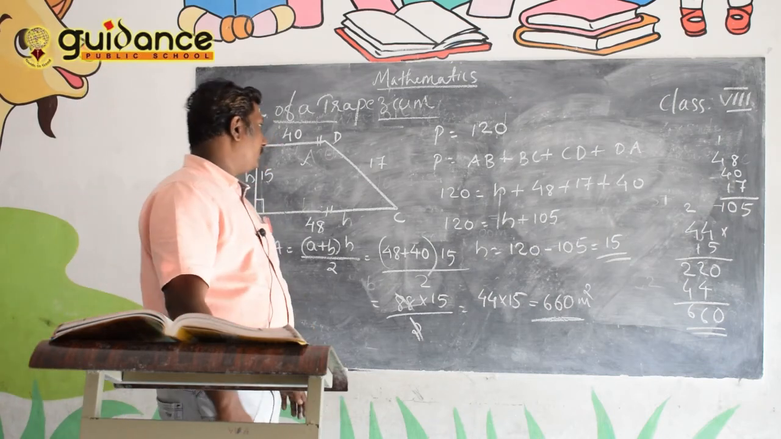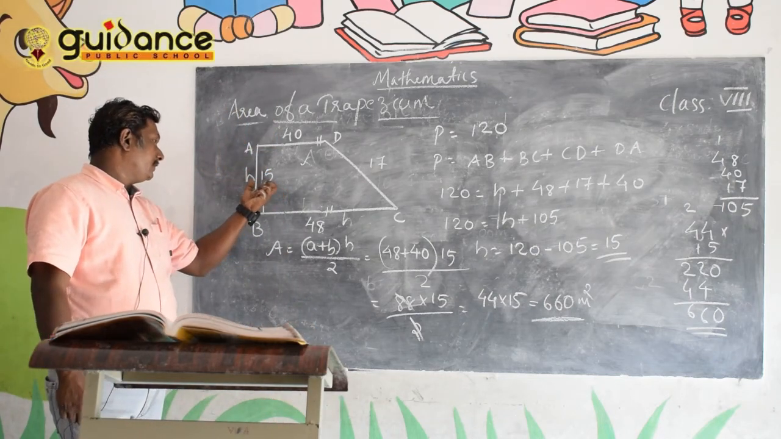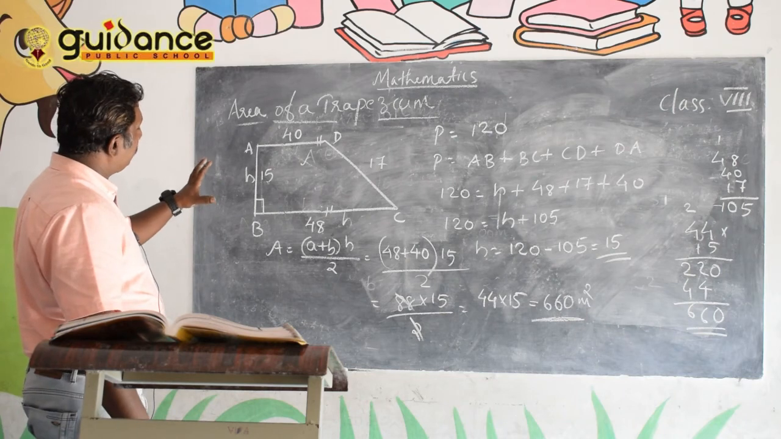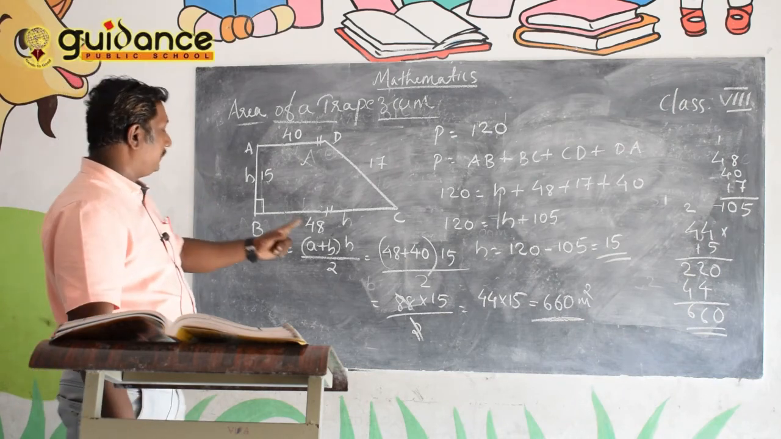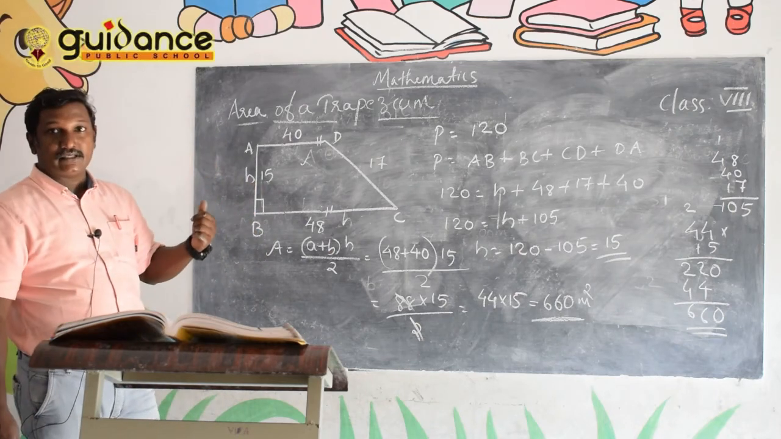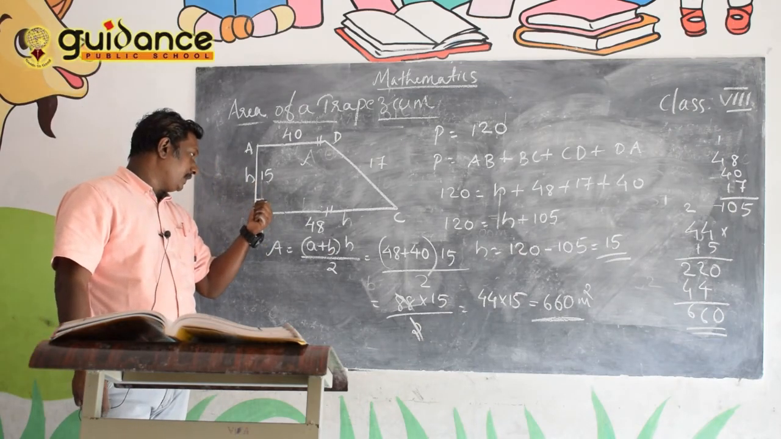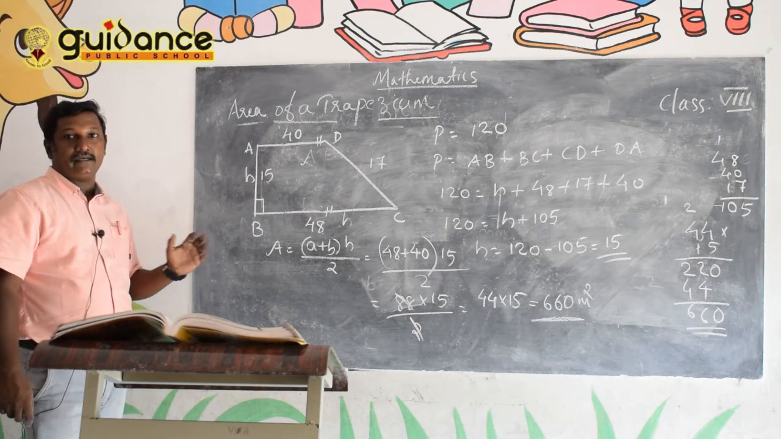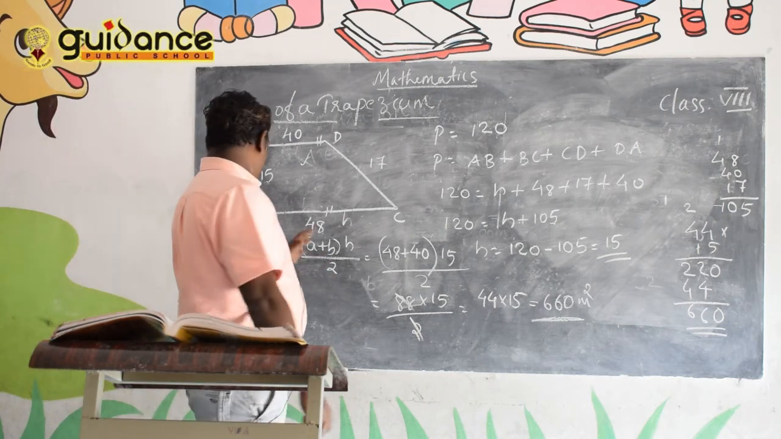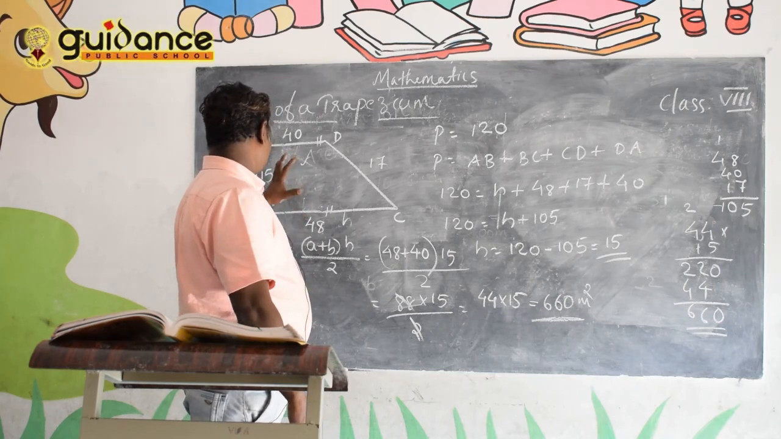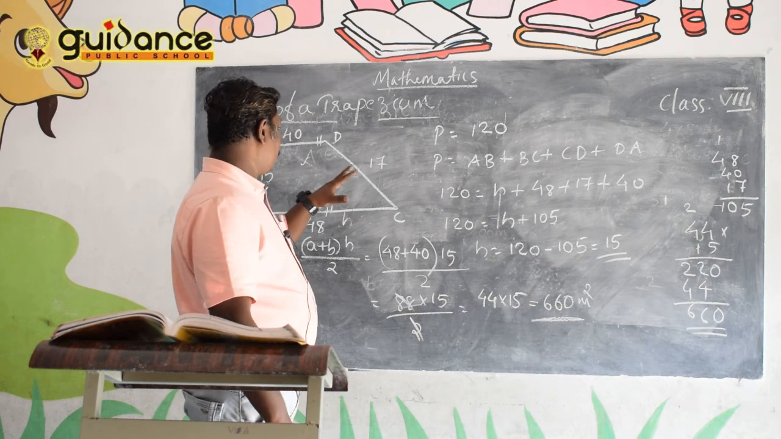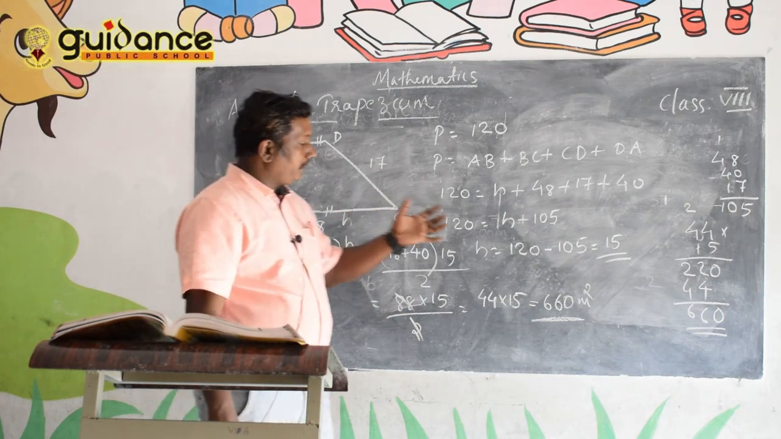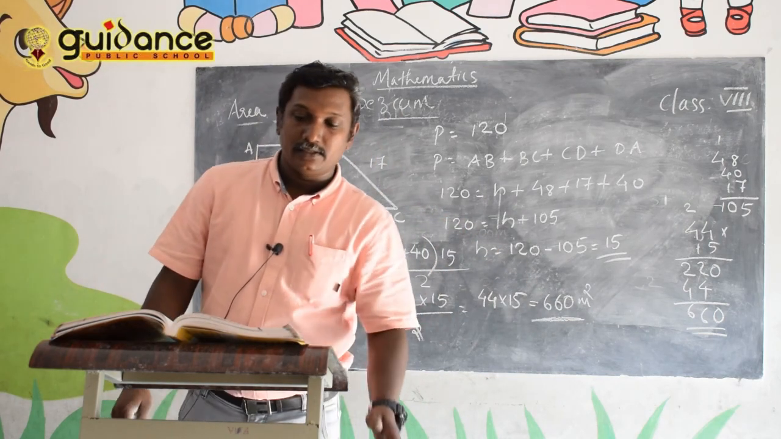So, do you understand? The height was not given. 15 is the height of that trapezium, and for finding the area of a trapezium we need that height. How did we understand it is the height? Because here it is given that it is 90 degree, so we can find the height from the picture. After solving all these things we get the area as 660 meter square. Okay, got it? I thought everybody understood.